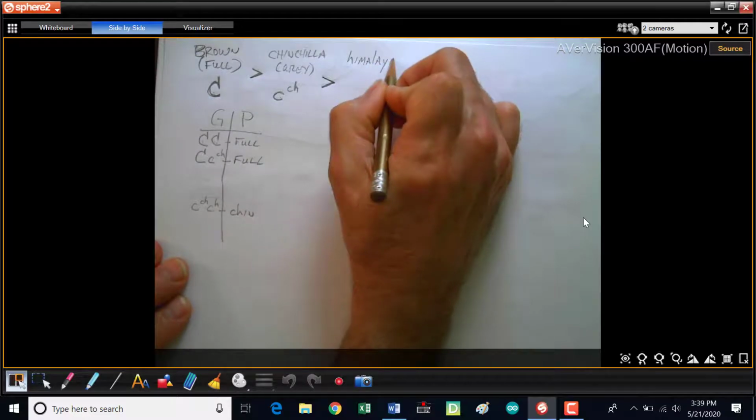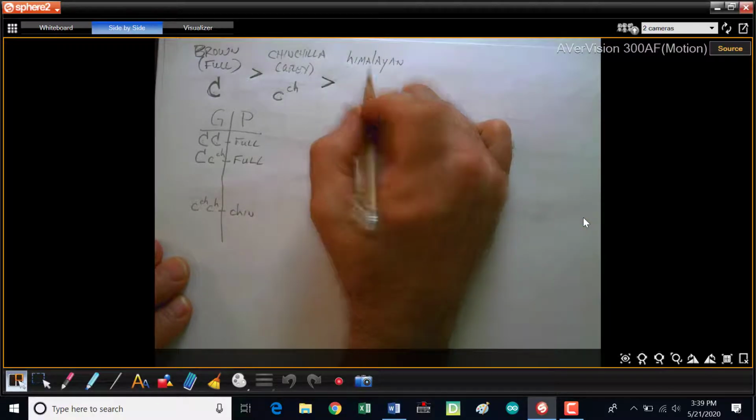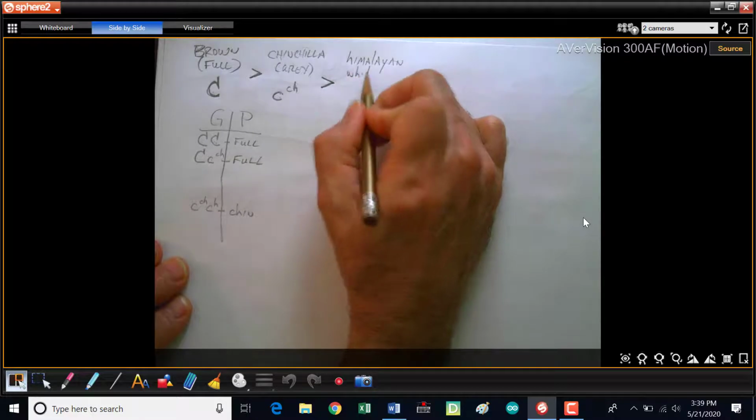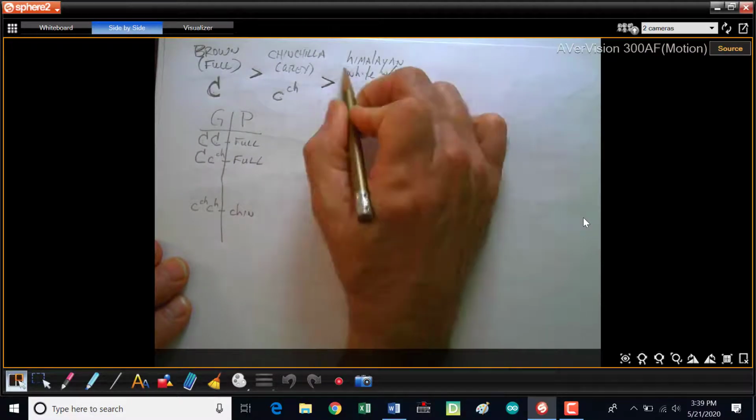Himalayan. These rabbits are white, and then they have brown ear tips, and the nose is brown, and the tips of their paws are brown. And I think their tails are a little brown. They're mostly white with some brown spots in strategic areas. That's called Himalayan. And I'll just put down white with brown like that to indicate what Himalayan is.